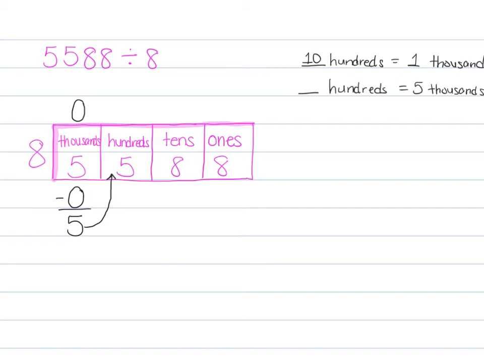So if we think about our 5,000s cubes that we visualized, how many hundreds are in 5,000s? Well, we would count by tens 5 times. 10, 20, 30, 40, 50. So that is how we get 50 hundreds. And there's already 5 in the hundreds place, so now we have 55. All right, now we can divide 55 divided by 8.